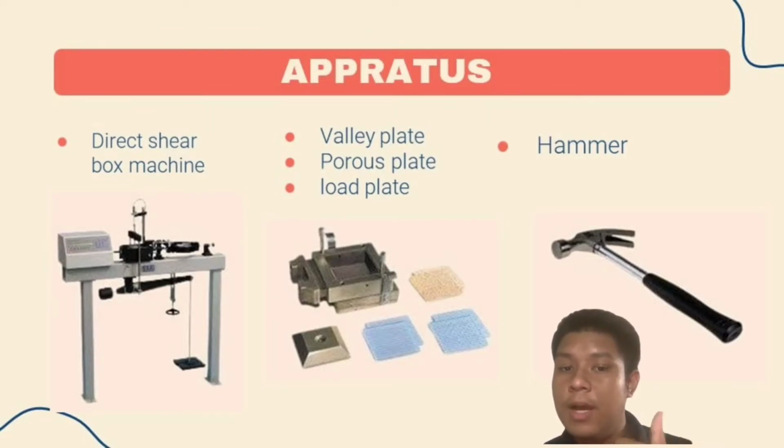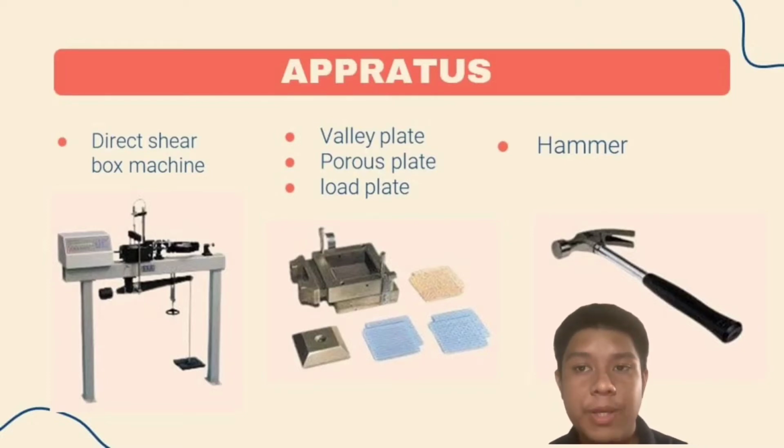First, we use a direct shear box machine. Number 2, we use a vane plate. Number 3, we use a porous plate, number 4, a lock plate, and number 5 is a hammer.